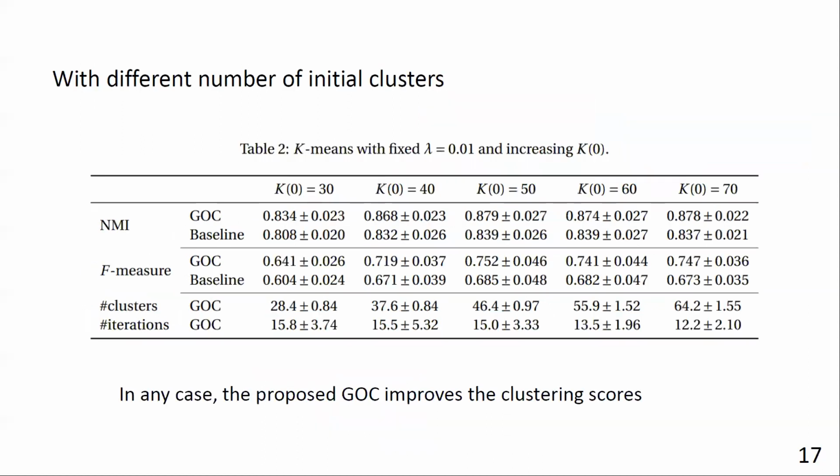Okay, we also conducted clustering analysis with different numbers of feature clusters. As I described in the previous slide, the underlying true number of clusters is 50. By setting the initial number of clusters to k0, the results of the GOC algorithm are shown here. In any case, the proposed GOC algorithm improves the clustering scores compared with the baseline.